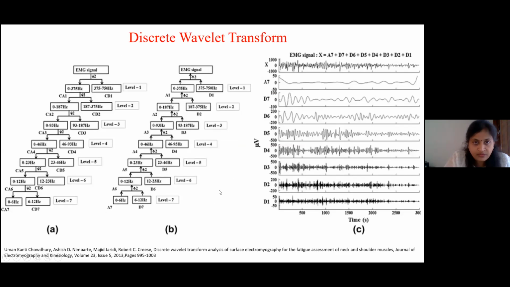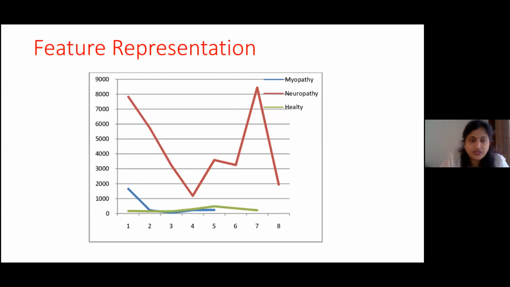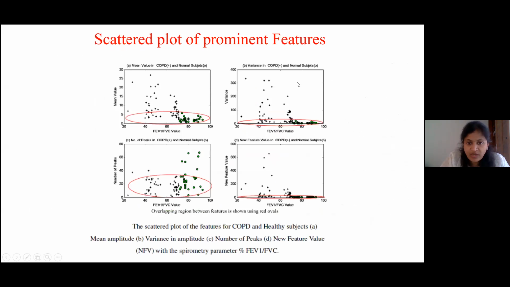Here I just want to show you some representations of the EMG signals, how you can represent your features. This is a very basic feature representation. I have shown it for the myopathy, neuropathy and healthy signals. So here the signals are healthy, this is your myopathic condition, and this is your neuropathic condition.